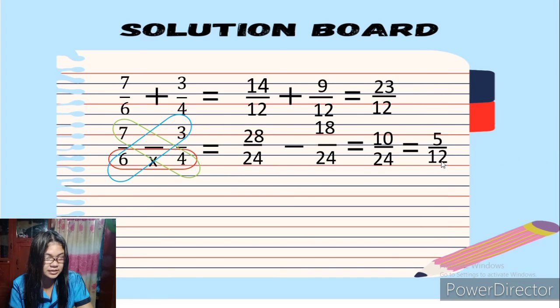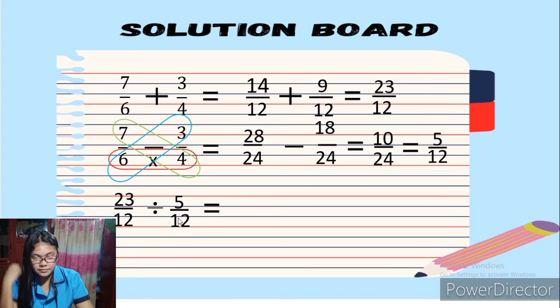So, pwede pa ba siyang turn into simplest form? Hindi na. So, proceed tayo. 23 over 12 divided by 5 over 12. So, i-reciprocate natin. Ang reciprocate kasi ng division is multiplication. Kaya 23 over 12 times 12 over 5. Paano kaya nangyari yun?